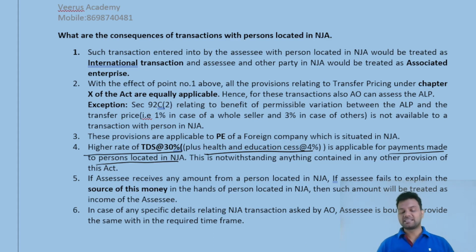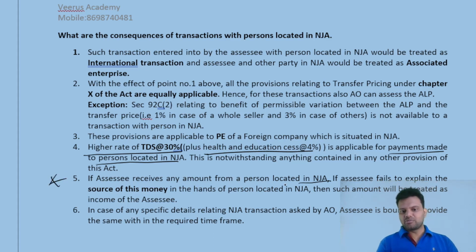This is notwithstanding anything contrary provided in any other provision. So the normal TDS provisions are not applicable here. If you are dealing with a person in the NJA, then straight away you need to deduct 30% as TDS. Okay. Now, next point number 5. Interesting point.